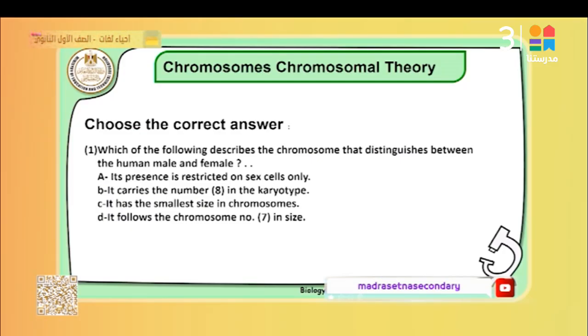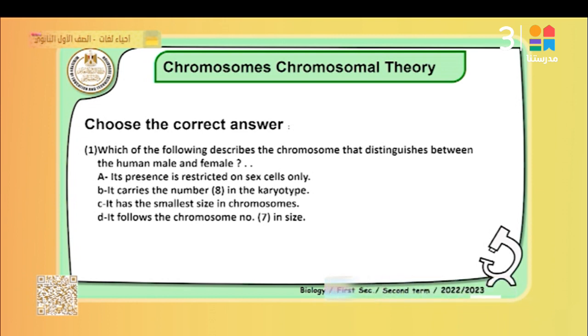Now we're going to apply it so you understand this lesson. Choose the correct answer. Which of the following describes the chromosome that distinguishes between the human male and female? It's present restricted to sex cells only? No, it's found in sex cells and somatic cells. It carries the number 8 in the karyotype? No, in the karyotype it carries pair number 23.